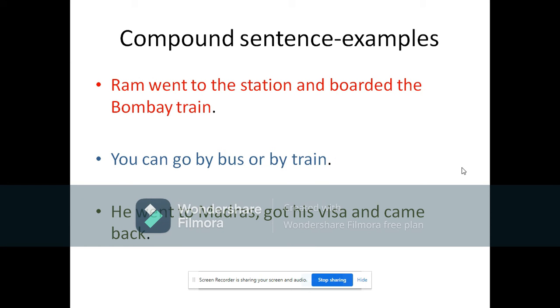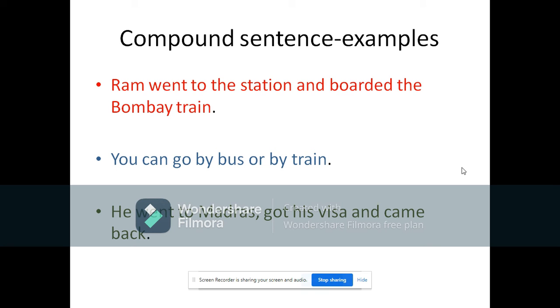Examples. Ram went to the station and boarded the Bombay train. Here there are two main clauses. Ram went to the station. Ram boarded the Bombay train. These are the two main clauses. These main clauses are joined together by a coordinating conjunction and.